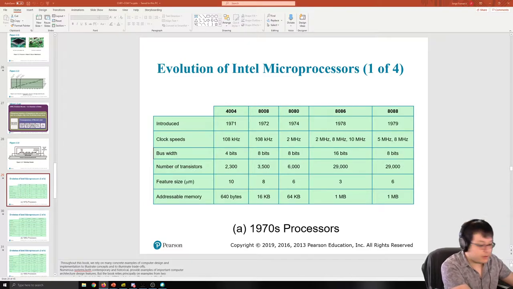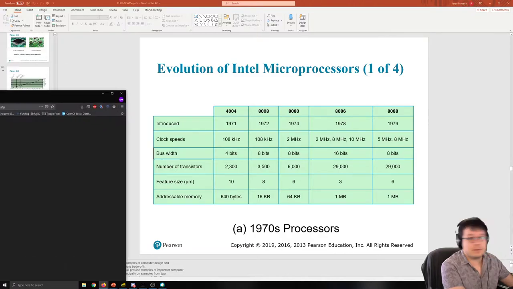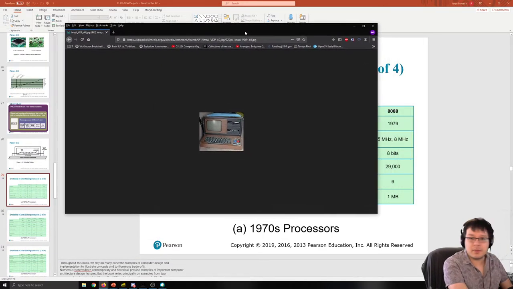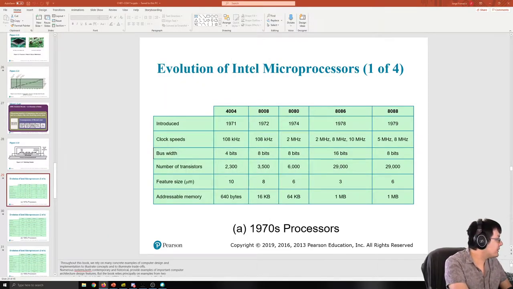Altair 8080. So it looks like a big box essentially, but still, it's not that big to the point that you can't carry it around. Or at least, if you're strong. So there it is. That's kind of small, but let me see if I can.